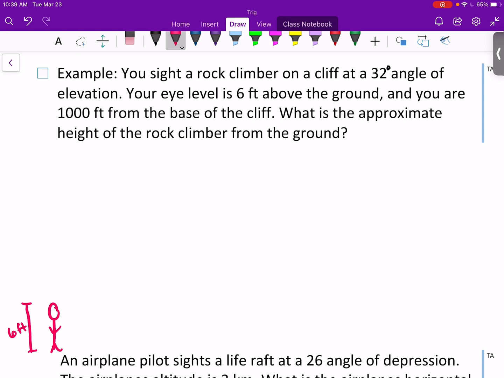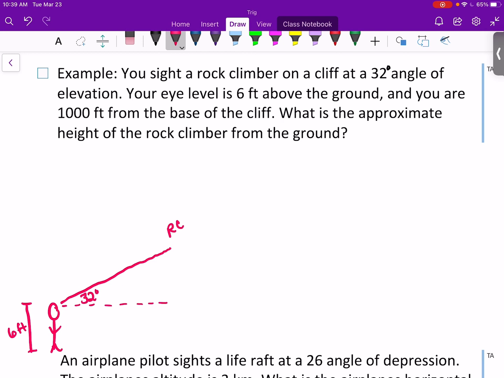I am looking up at a rock climber. So here's my horizontal line. Our angle of elevation always has to be from a horizontal line. So here's my angle of elevation to a rock climber. So here's my rock climber. I'm going to put an RC for rock climber.